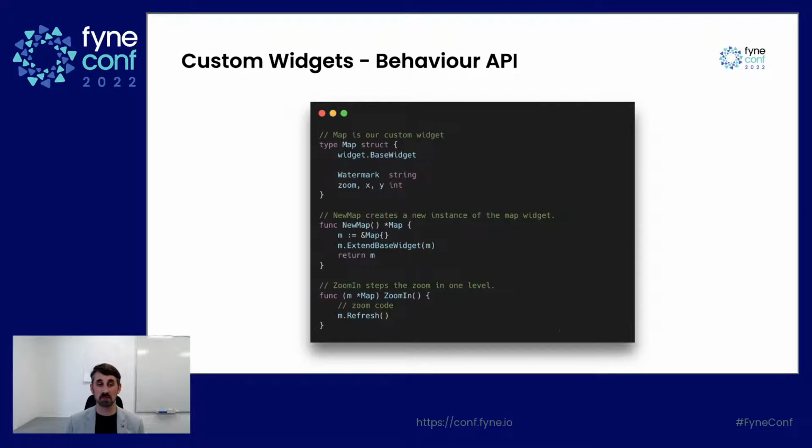We create a little constructor there, and we remember to call extend base widget. And lastly, we've created a new function called zoom in. I don't think that people would really expect a prize for guessing what that does. How it does it is hidden behind that comment, zoom code, but we're performing whatever adjustments are necessary. And then we're calling refresh on our widget. And that's telling the base widget and the overall Fyne toolkit something has changed, we need to draw to screen again, but we don't need to know the details, so we just call that one function.